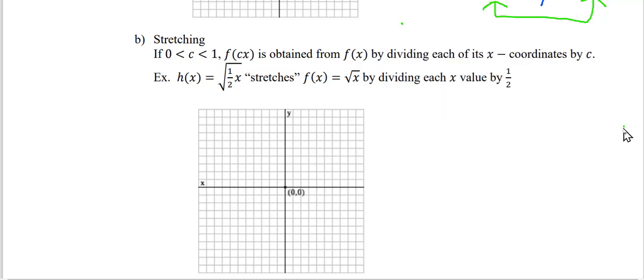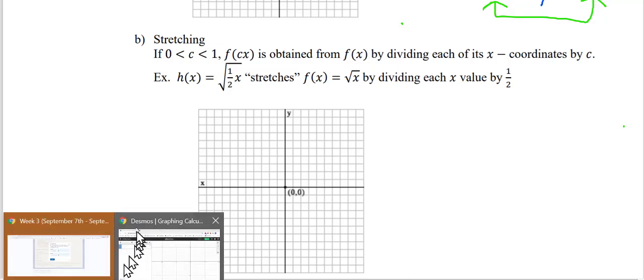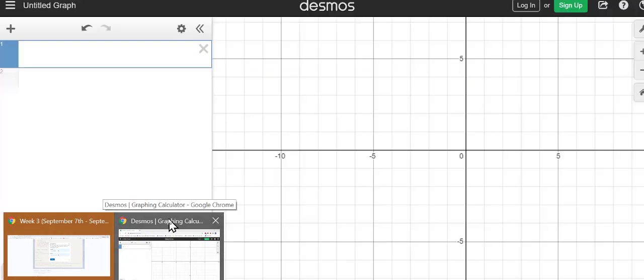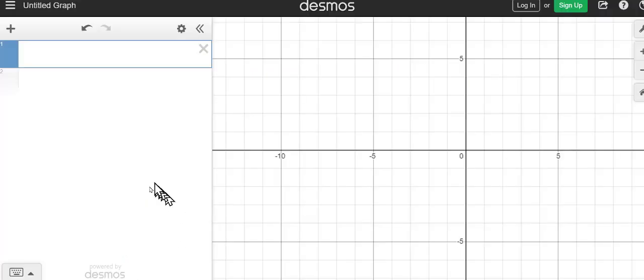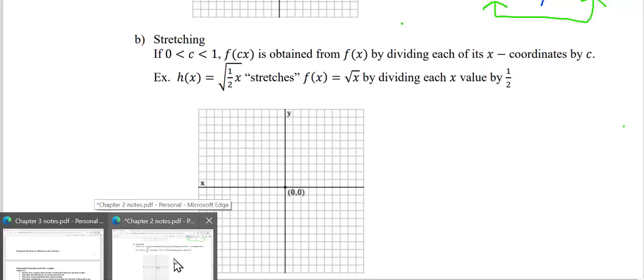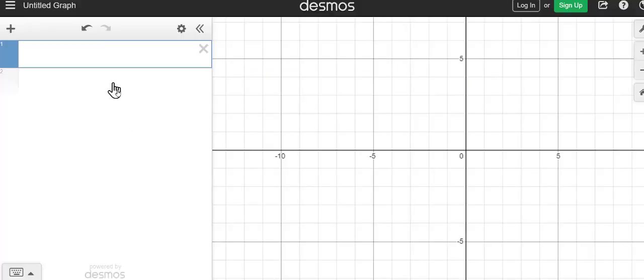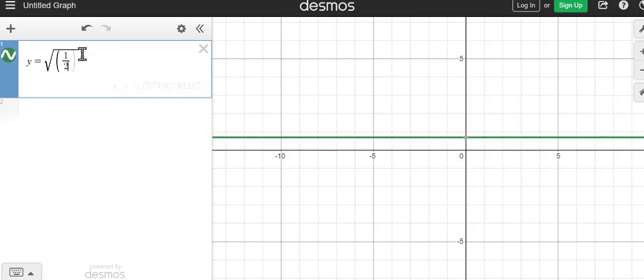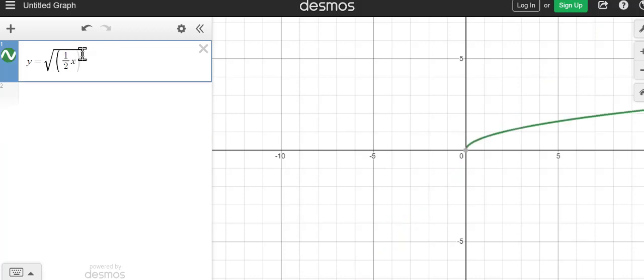This one, instead of actually graphing it by hand, you could plot some points. What I've decided to do is graph this in Desmos, which is my preferred graphing tool, even over your graphing calculator, I think, so you can see things a little bit better. So I'm going to graph this: y equals square root of 1/2 x.